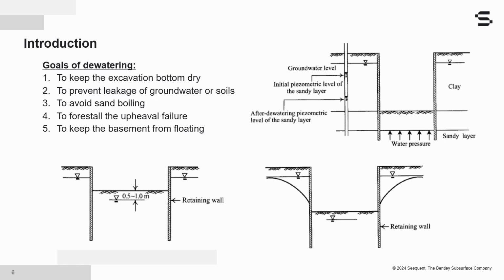As we said, keeping the excavation bottom dry when excavating in sandy or gravelly soils requires lowering the groundwater level within the excavation zone to half or 1 meter below the excavating bottom at least. While the excavation proceeds, the difference between the groundwater levels within and outside the excavation zone grows larger, as you can see in the figure at the bottom right. And when the hydraulic gradient around the excavation bottom grows larger than or equal to the critical hydraulic gradient of soils, then sand boiling will occur.